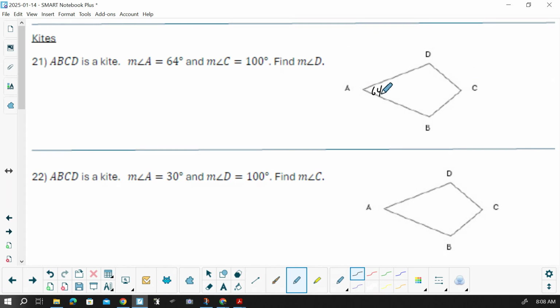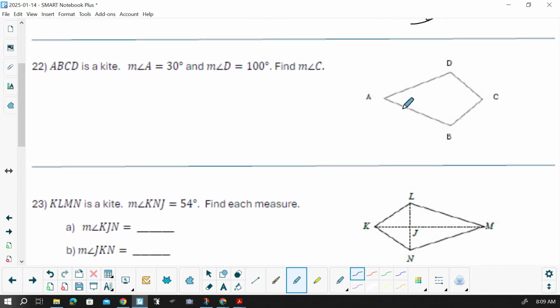A, 64, C, 100. Well, all 4 of these add up to 360 because it's not a triangle, it's a kite, right? 4 sides adds up to 360. So 360 minus the 2 that I have, 360 minus 164 is 196. So these 2 angles here, this one and this one together make 196, and in a kite, these are the same. So 196 divided by 2 is 98. So angle D is 98.